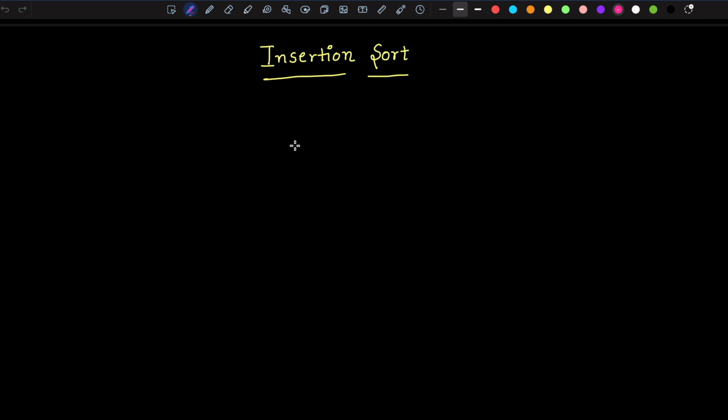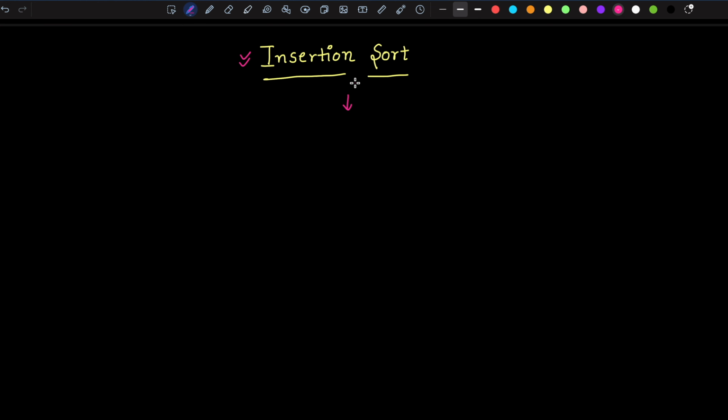Since we have understood why sorting is an important operation and also why we study sorting so extensively in data structures and algorithms, now we'll look into one of the first sorting algorithms, which is insertion sort. In the next few lectures, we will explore how insertion sort works internally, and also understand why it is called insertion sort in the first place.